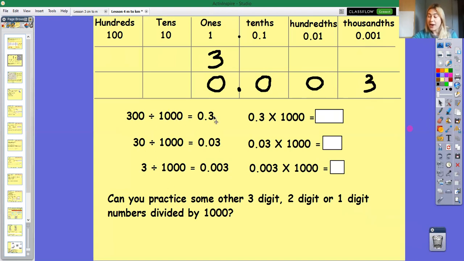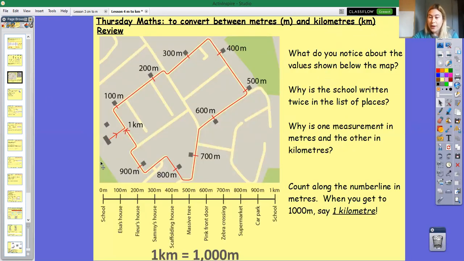Okay, so hopefully you can notice that when we've got less than a 4-digit number and we divide it by 1,000, we're going to end up in our decimals column. That's going to be a skill that we need today. Okay, so you might want to pause the video now and practice doing some other 3 digits, 2 digits, maybe 1 digits divided by 1,000. Okay, if you're ready, please move on to the review. So please could you pause the video now and have a go at the review task.